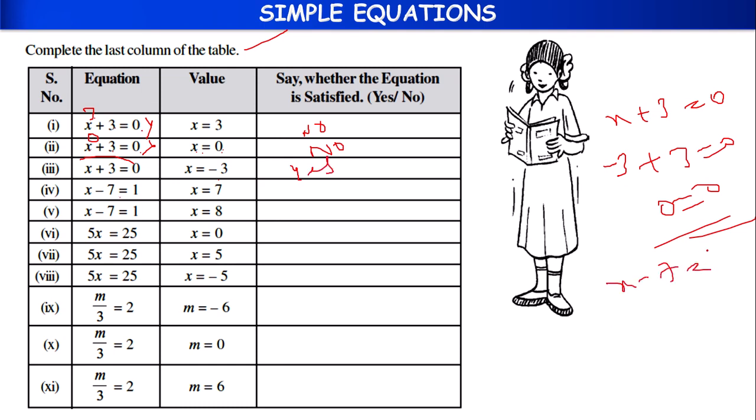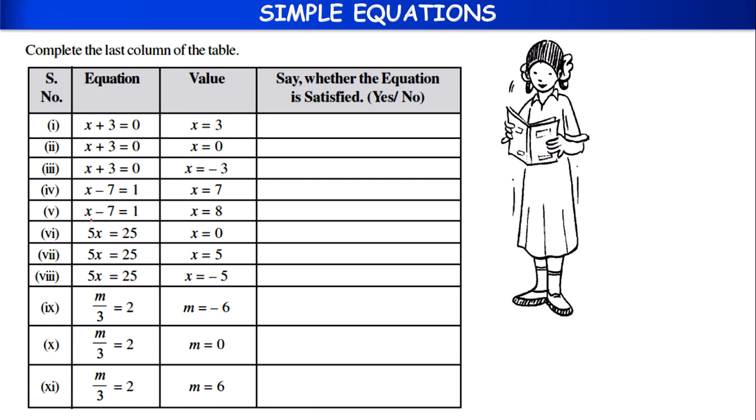Next. x minus 7 equals 1. x equal to 7 given. 7 minus 7 equals 1, or 0 equals 1. Not satisfied. So your answer is no. Like this, children, you can substitute the values, and you can find whether they are true or not.